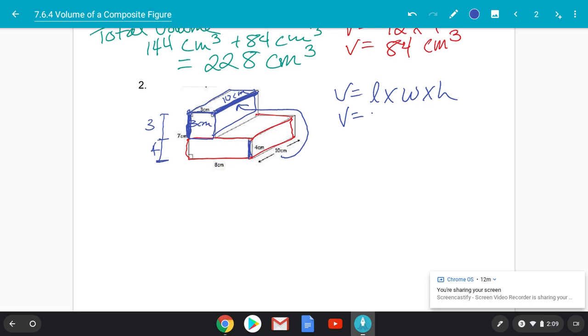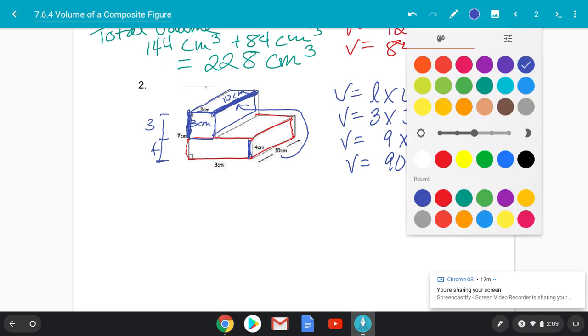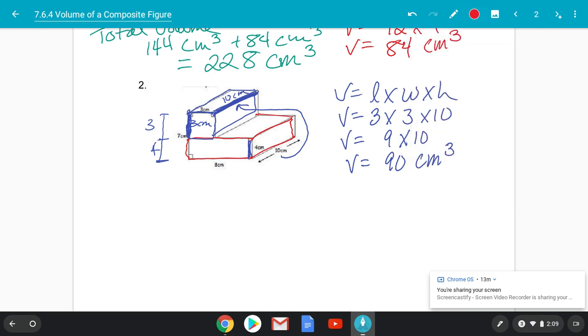So what we're going to multiply here is 3 times 3 times 10 to get our blue volume, 3 times 3 giving us 9, and then 9 times 10 giving us 90, and we have another centimeters cubed. These ones are really nice on the units, that these are all giving us centimeters cubed, so that's really cool.